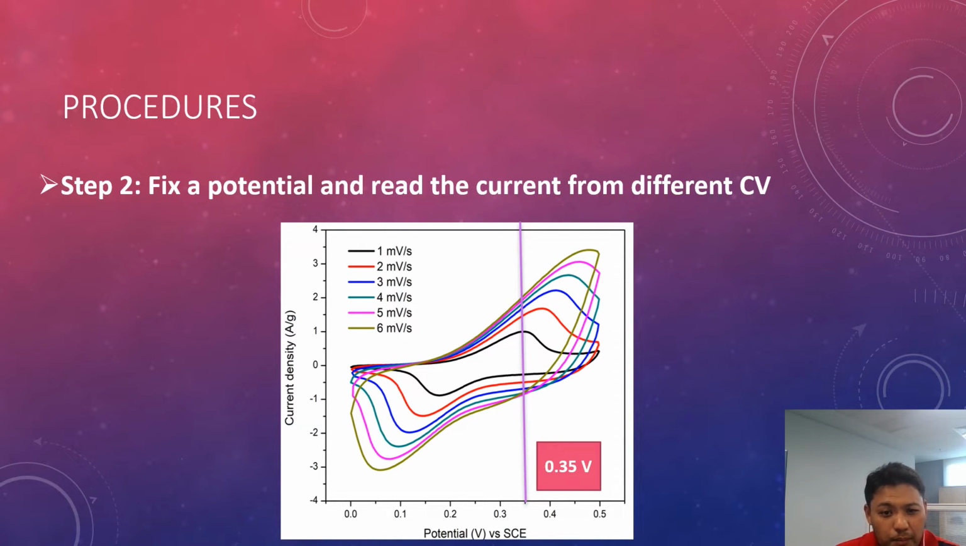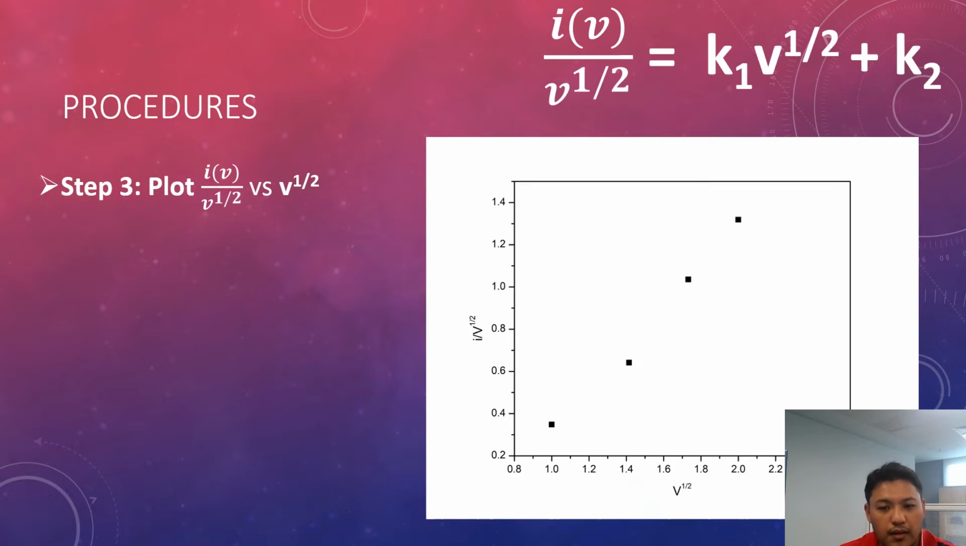Okay, next, step 2, fix a potential and read the current from the different cyclic voltammograms. For example, I fixed it at 0.35 volt. So I read the current at this potential using the Origin software, the current value at different scan rates, from different CV graphs.